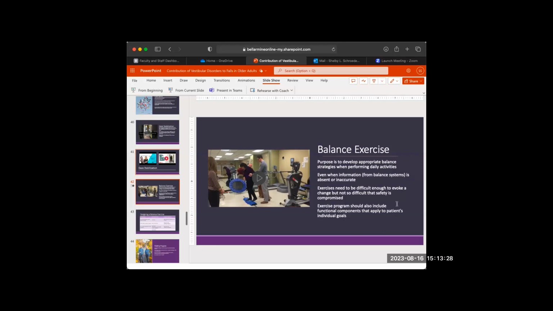But the exercise needs to be difficult enough to evoke a change, but not so difficult that the patient is going to fall. They need to feel off balance, but we maintain safety as well, and you can see the safe setup in this video. The exercise program should also include functional components that apply to the patient's individual goals, so we individualize these exercises.